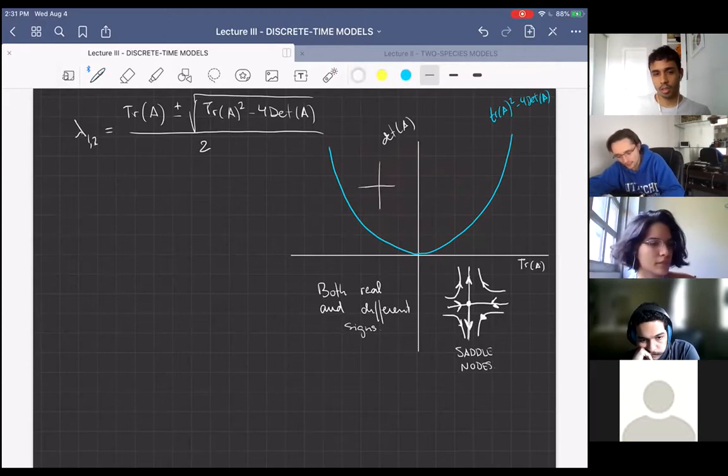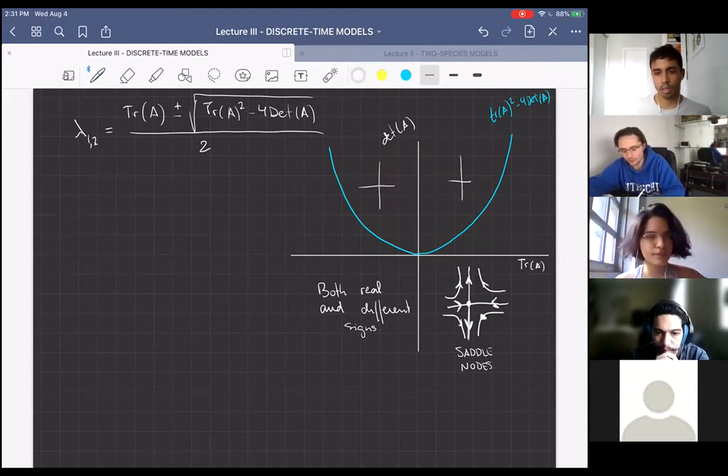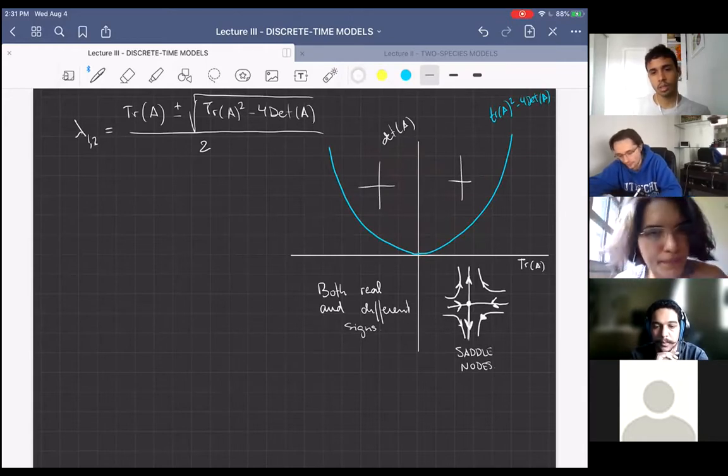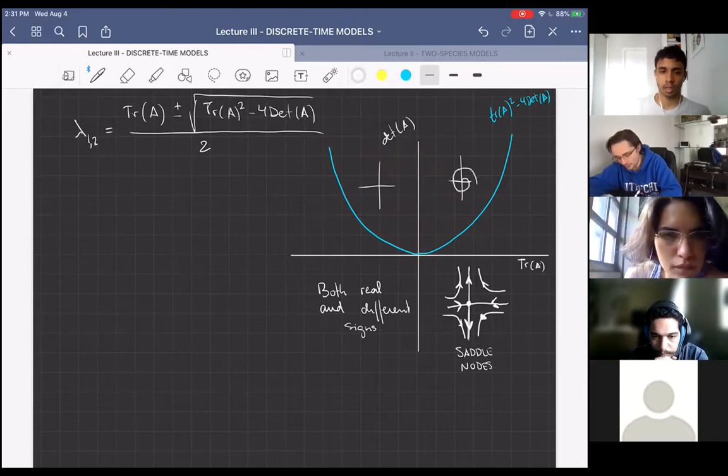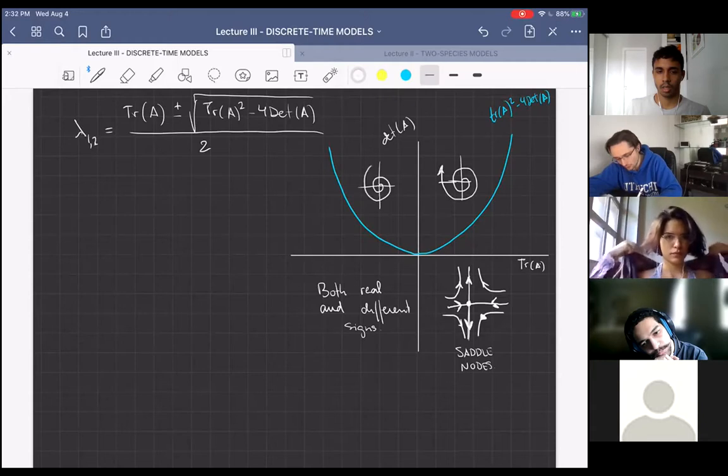And in this case, I am telling you, depending on the value of the trace, we are going to have a dynamics that is going to be a spiral that goes away from the fixed point, or we are going to have a spiral that goes towards the fixed point.